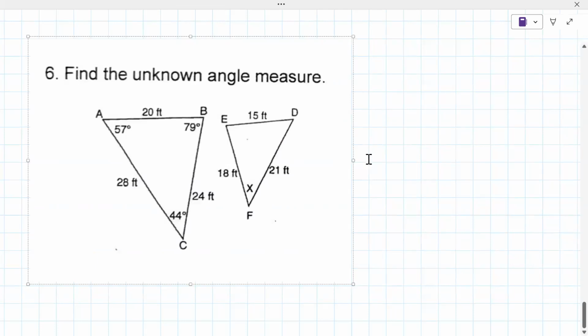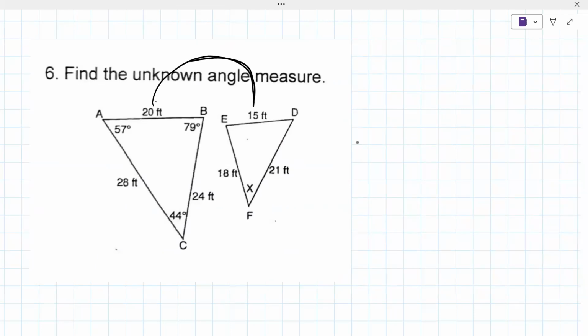But you have to figure out which side goes with which side, and that's maybe the hardest part here. They have to be in proportion. For example, I think it's pretty clear that the 20 goes with the 15, but what does the 28 go with? Here's the correct way to figure it out.